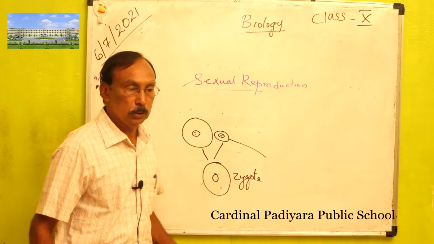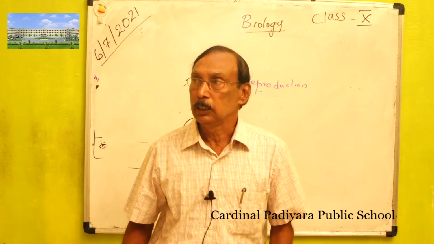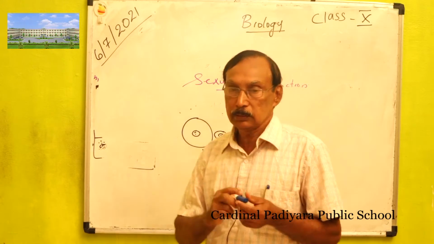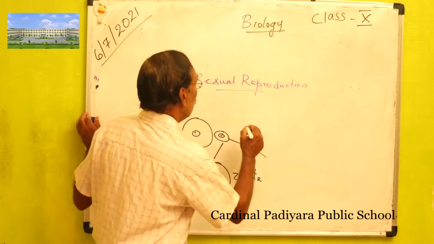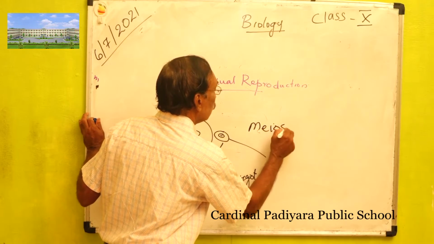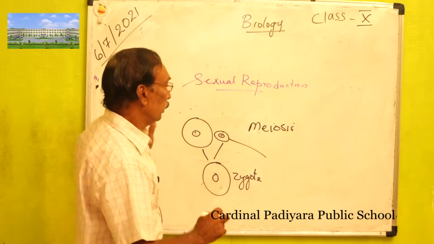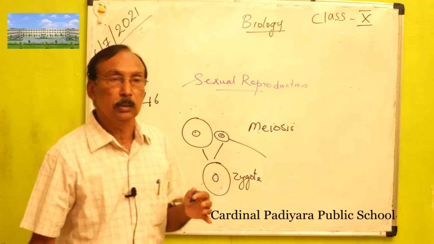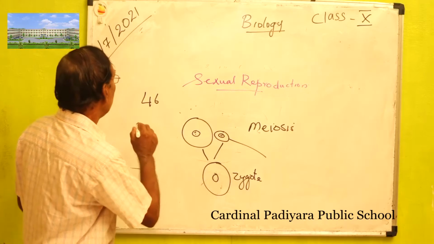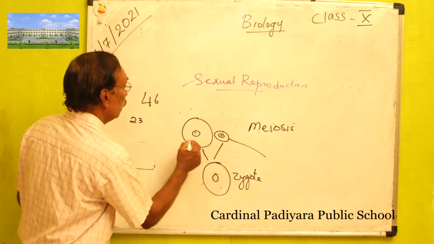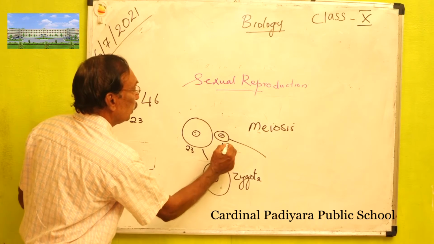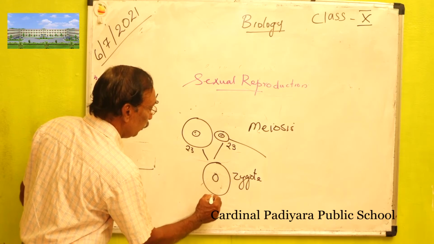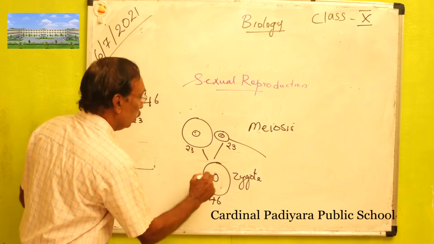But before the formation of gametes, there will be a reduction division, and this reduction division is called meiosis. For example, in human beings, there are 46 chromosomes in our body, but the gametes, that is the sperm and egg, will contain only 23 chromosomes each. So the egg will contain 23, the sperm also will contain 23. So the zygote that is going to become a new individual child will get 46.